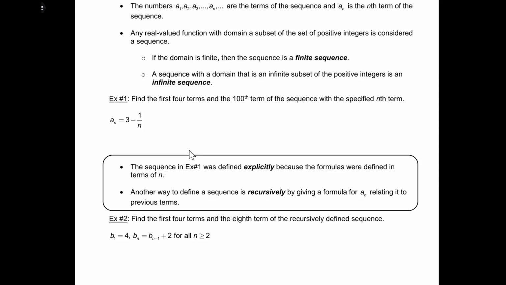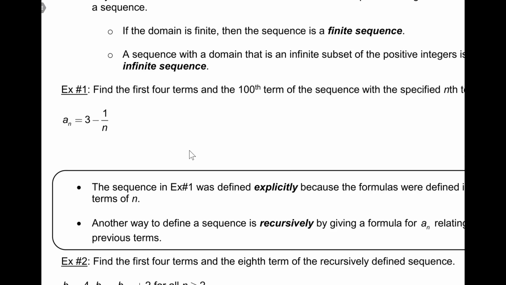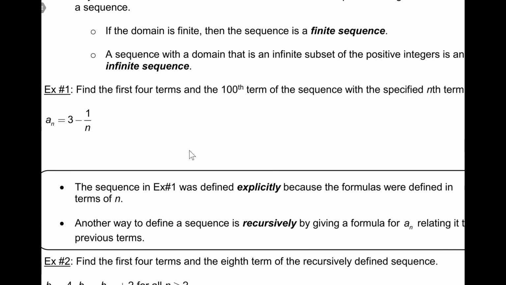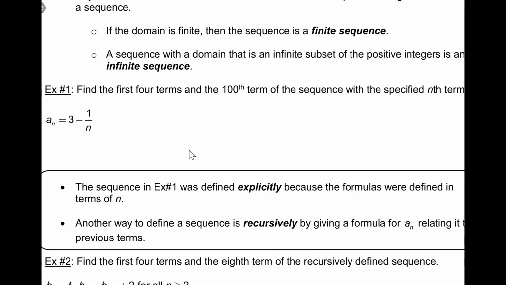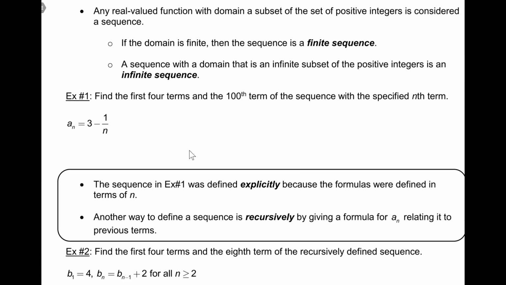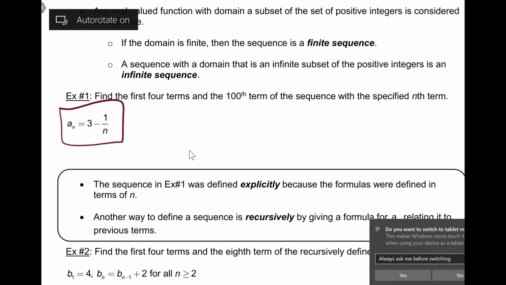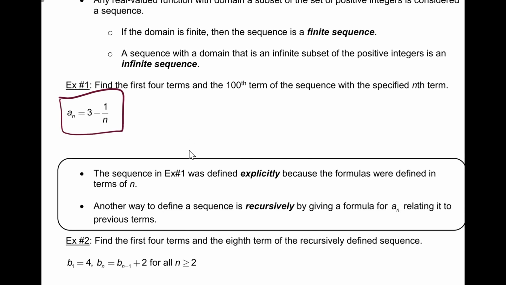Oh, well, easy. Example 1. Find the first 4 terms and the 100th term of the sequence with a specified nth term. Cool. So we're going to find the first 4 terms of a of n equals 3 minus 1 over n. And then we'll also find the 100th term, aka when n is 100, we'll find a 100. Yeah, but first we have to find the first 4 terms.